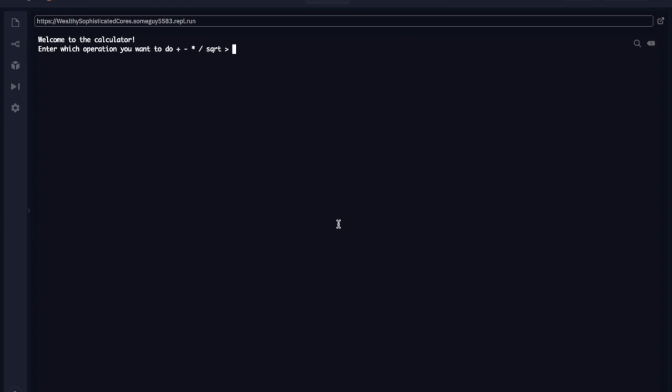And then division, 9 and 3. It says 9 divided by 3 is equal to 3.0. And finally, square root. So let's say square root of 9. Square root of 9 is equal to 3.0.